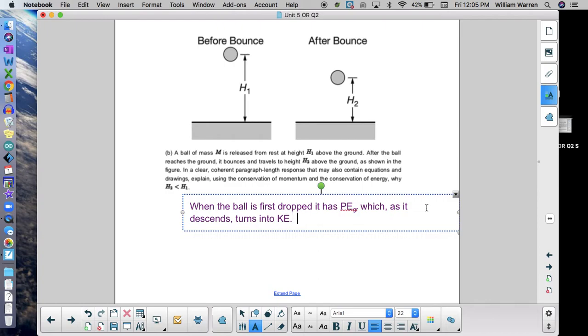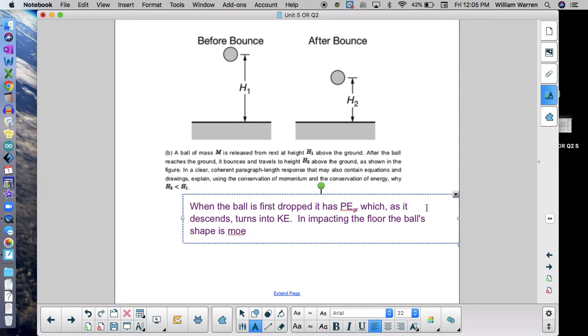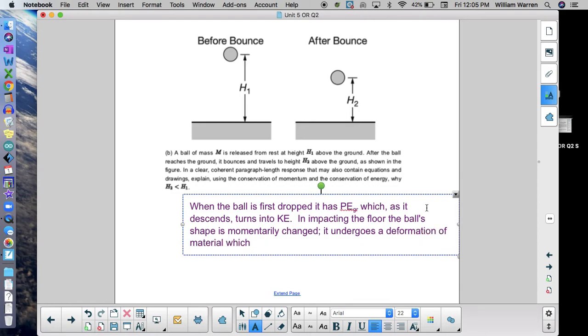Okay. In impacting the floor, the ball's shape is momentarily changed. It undergoes a deformation. There's that word again, deform. The material gets deformed. It gets pushed. It gets bent. It undergoes a deformation of material, which results in heating. Same thing we said before. Results in heating.